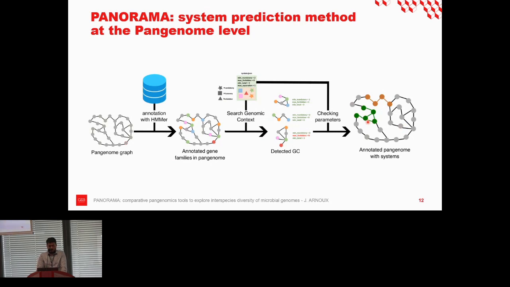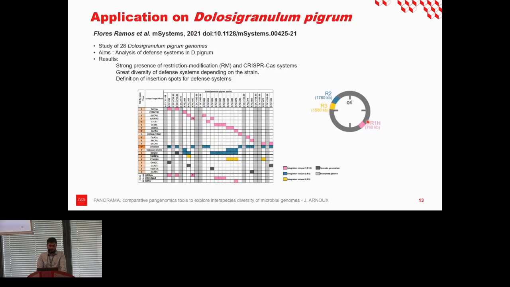So we wanted to validate our method again. For that, we chose the publication of Flores Ramos et al. from 2021. In this publication, they study the Dolo-Ingolden pigram spaces to analyze different systems, and they link the different systems to spots of insertion.